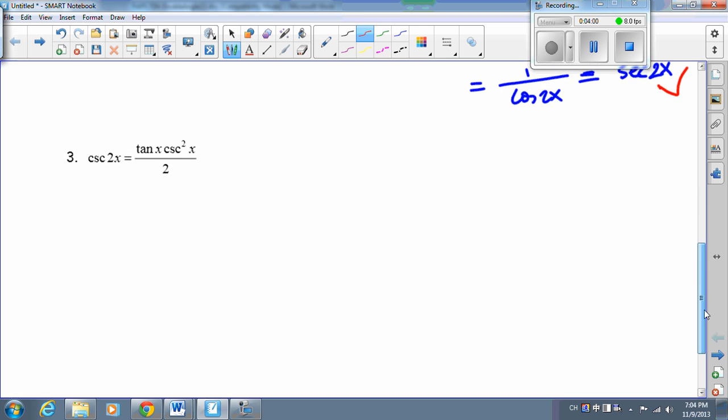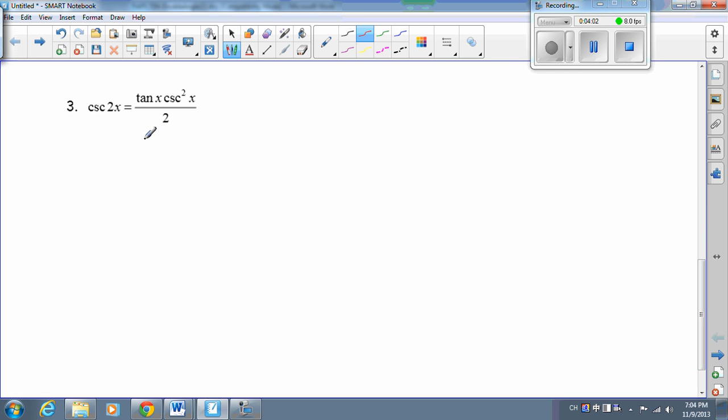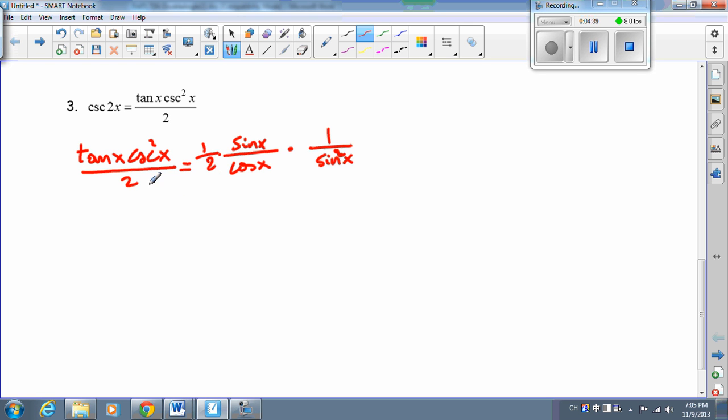Alright, here's the last one. I have cosecant 2x is equal to tangent x cosecant squared of x over 2. So I will start again with the fraction. So I will say tangent of x cosecant squared of x over 2. And I will say this is equal to, tangent of x is sine of x over cosine of x. Cosecant squared of x is actually equal to 1 over sine squared of x. And everything is divided by 2. So I can just put a 1/2 in front, because everything is over 2.